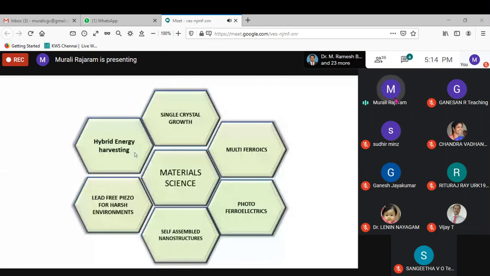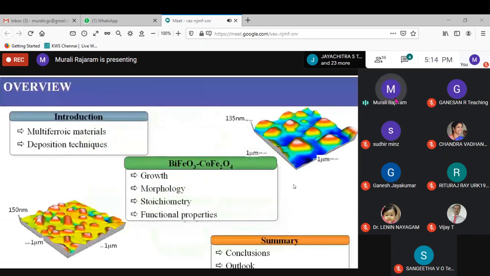So in this presentation, we are going to concentrate mostly on self-assembled nanostructures and some part of bulk multiferroic materials. Okay, so this is the outline of my presentation. I'm going to give a very brief introduction about multiferroic materials, and introduce the deposition techniques that are used. I'm going to concentrate on the pulsed laser deposition method, on which most of the films I'm going to present now are grown.